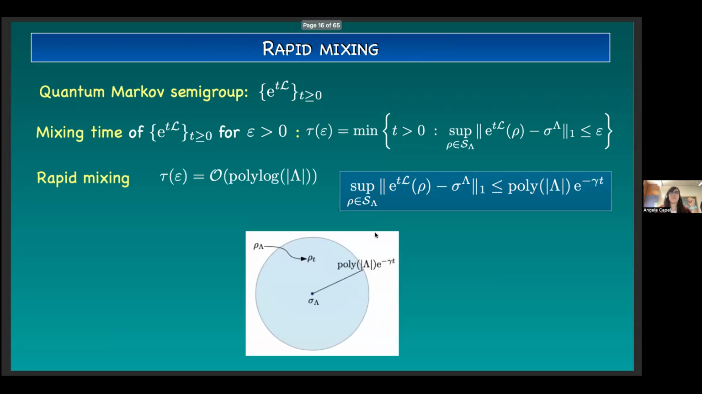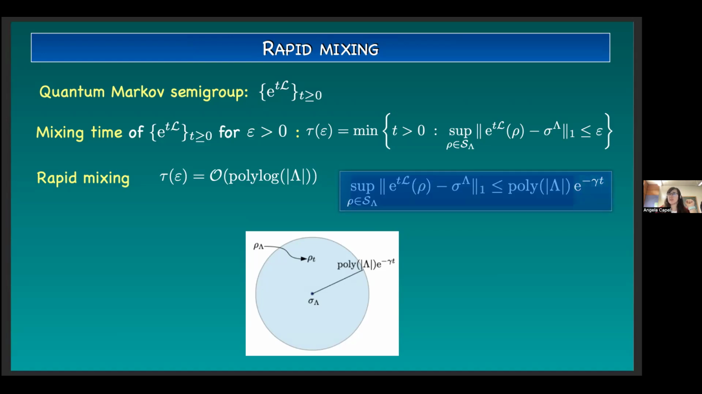And we say that we have rapid mixing in the case in which the radius of this ball scales polynomially with the system size and decays exponentially with time. And in such a case, the mixing time that I'm defining here can be seen to scale polylogarithmically with the system size. And this is the regime in which we are going to be interested from now on, the regime in which we have rapid mixing. So it's something that will appear much more often during the talk. But the important part here is the polynomial scaling with the system size.